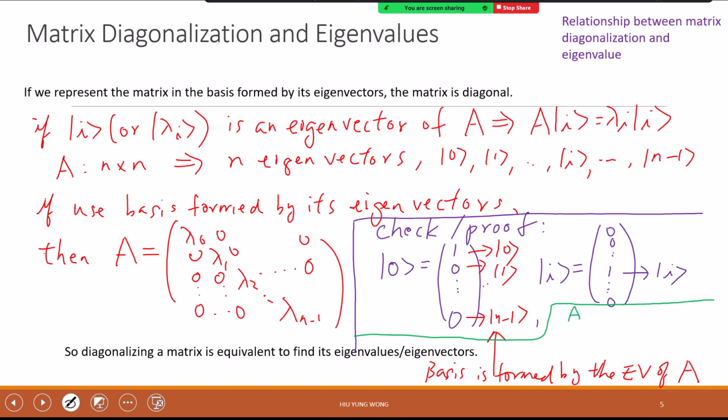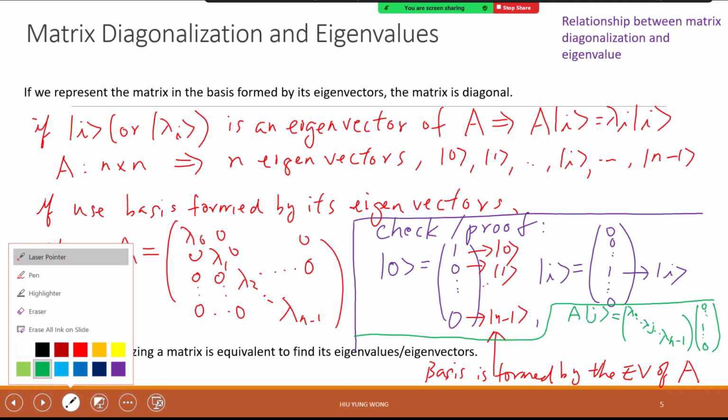what is A|j⟩? Because now we represent A in the basis formed by its eigenvectors, this is equal to the diagonal matrix with lambda 0 all the way to lambda j all the way to lambda n-1, times the vector for |j⟩, which is 0, 0, and then eventually 1 and then 0, with the 1 at the j-th row. To represent |j⟩, indeed the j-th eigenvector has one unit component of the j-th basis vector, because the basis vector is the eigenvector of A.